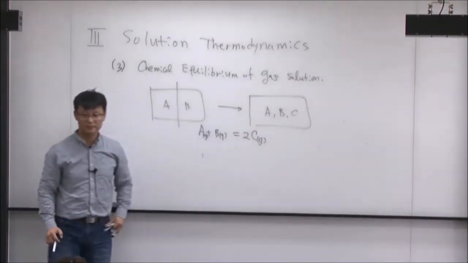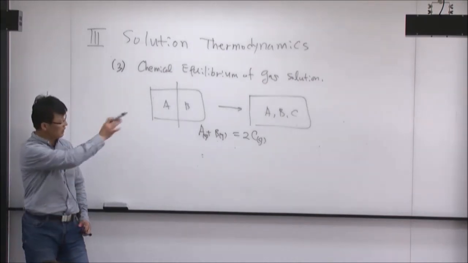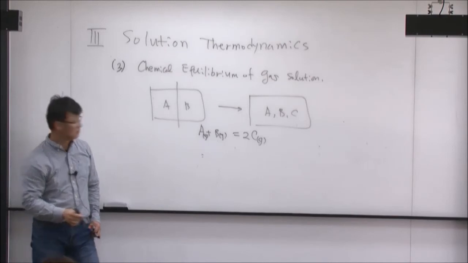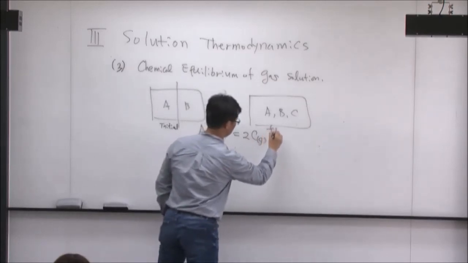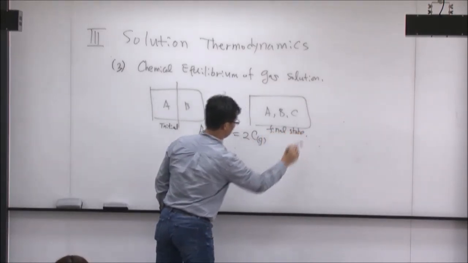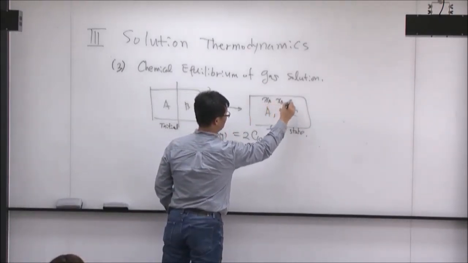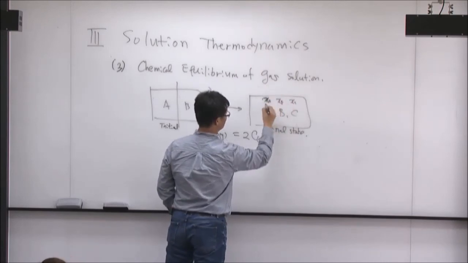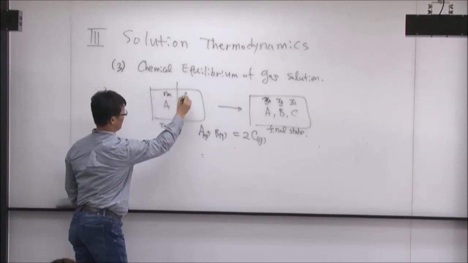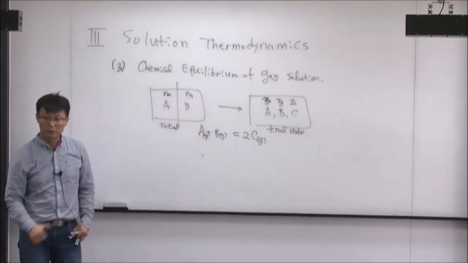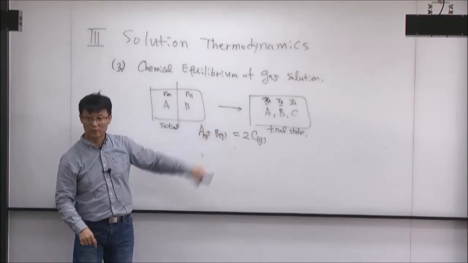You good? So this is the initial state. This is the final state. I want to know how much A gas phase, B gas phase, and C gas phase will remain in the final state. So this is initial. In the final state, I want to know what XA, XB, and XC are. I want to know this number. So I have NA, NB in the beginning. For example, let's assume I have 1 mole of A, 1 mole of B mixing together.